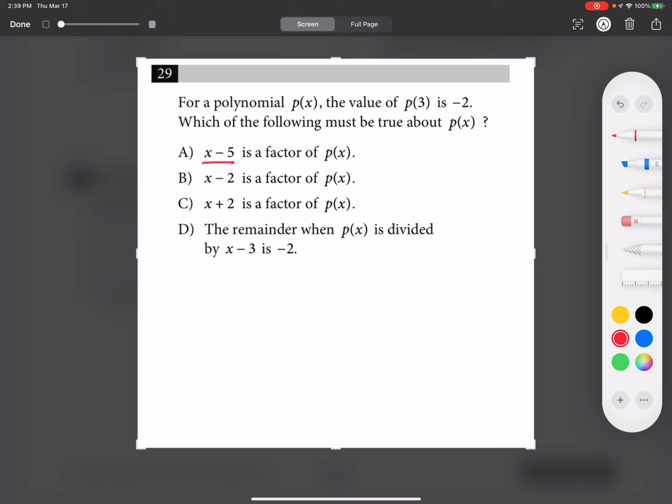Option A: x minus 5 is a factor of p of x. P of x divided by x minus 5 gives me a quotient and remainder 0 because I have divisibility here. So let's do p of 3. P of 3 is minus 2. If I put 3 in the place of x, 3 minus 5 is minus 2. The quotient, p of 3, is minus 2, so the quotient will be 1.